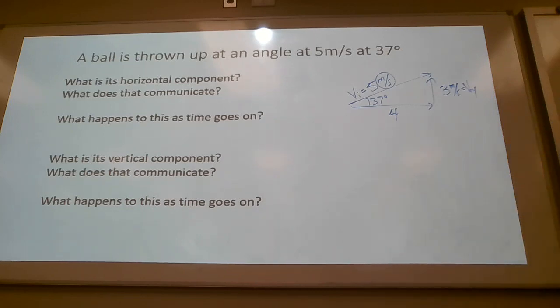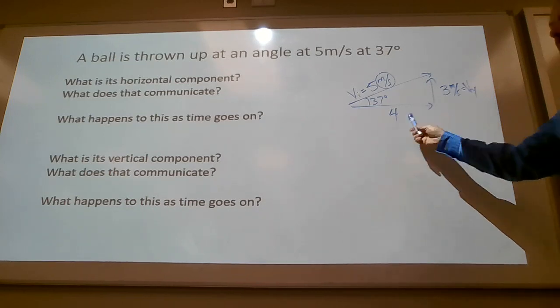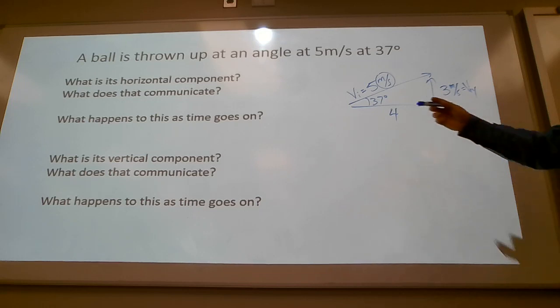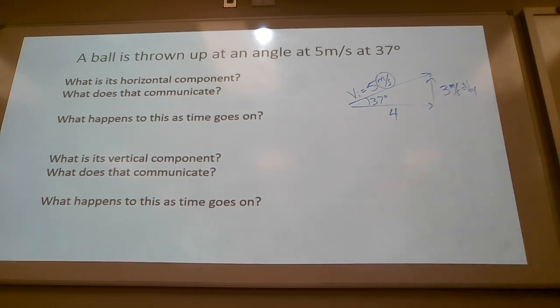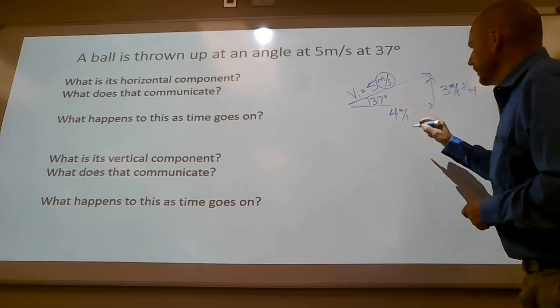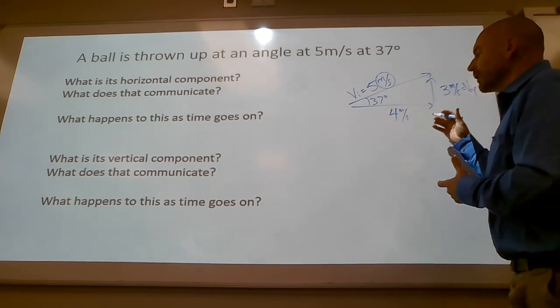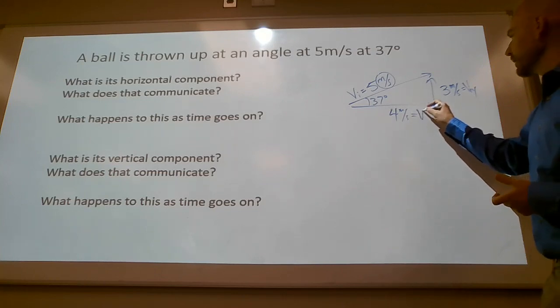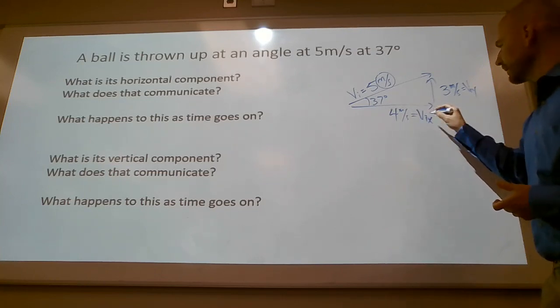All right, back with me. The 4, is that half the distance that it travels horizontally, or is that how fast it's going horizontally? Okay, again, how fast. It's in meters per second. It's not in meters, it's in meters per second. This is your initial horizontal velocity.